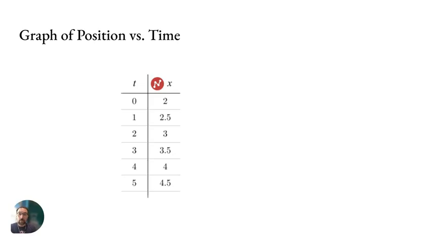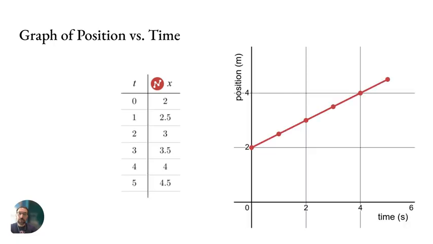You can do a scatter plot or a line plot and plot each of those points one at a time. Here we have a graph that matches our table. At time 0, the position is 2. At time 1, the position is 2.5, and so on. Very important here, we labeled our axes. So the x-axis is the time in seconds. The y-axis is the position in meters.